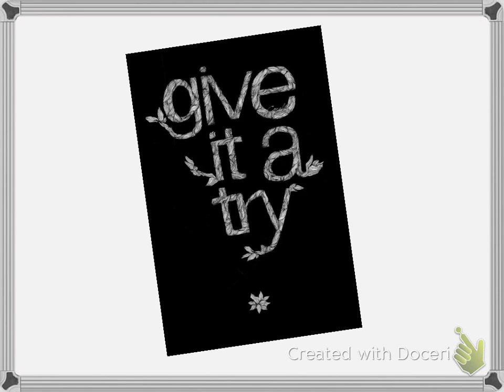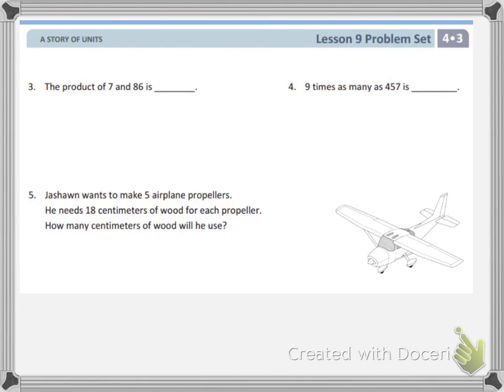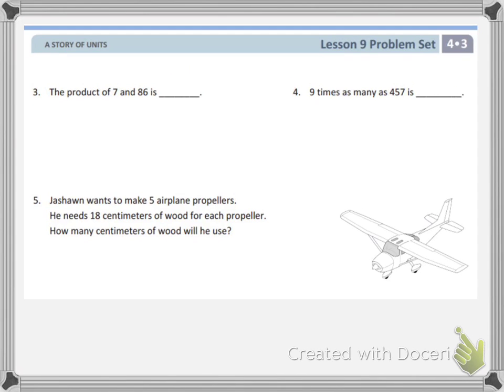All right, guys, I'd like you to give it a try. 392 times 6. Try the standard way. All right, try number 3. The product of 7 and 86 is, try using the standard algorithm. Next one, try 9 times as many as 457 is, try answering number 4, standard algorithm.